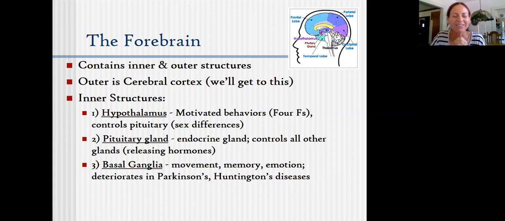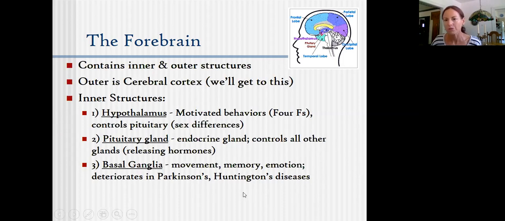And so at any rate, hypothalamus is really involved in sexuality, and we're going to see that a little bit later on in the chapter on sex and gender. It also controls the pituitary, and there we see a lot of sex differences with regard to hormones coming out of that. The pituitary gland is actually an endocrine gland. It's not really part of the brain per se because it's part of the endocrine system, but it's right up there in the forebrain area, and it tends to control all the other glands of the whole body.